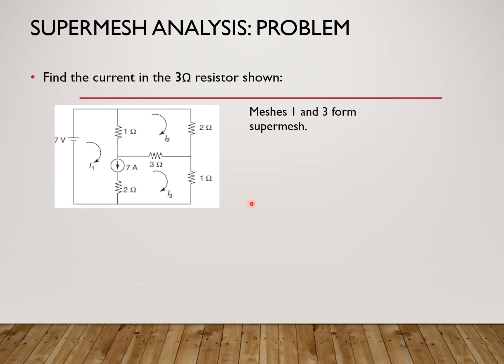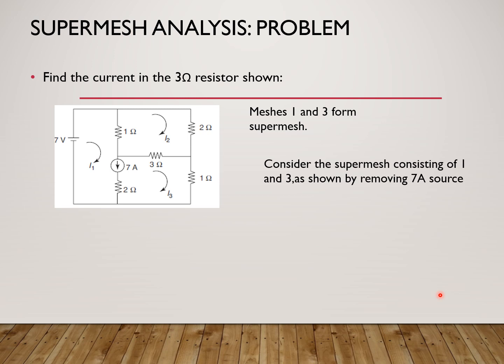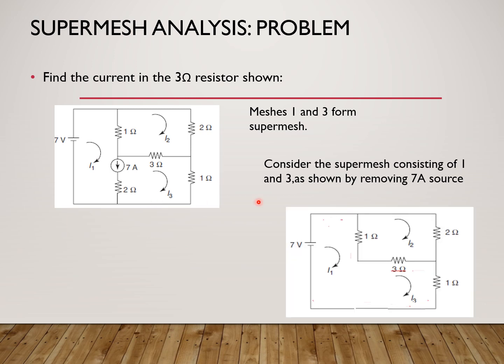Like I said, normally it is better to assume clockwise directions, right? So once it is done, we identify that mesh 1 and mesh 3 form a super mesh here. Why? Because this is mesh 1, this is mesh 3, and they have a 7 ampere source in common. So when we are writing the equation, write the super mesh equation first, and write the KVL for this by removing the 7 ampere source. So when we are removing the 7 ampere source, it looks like this, right?